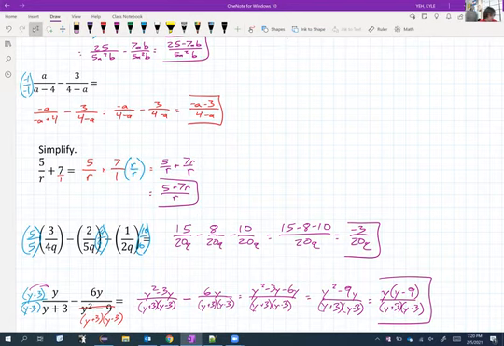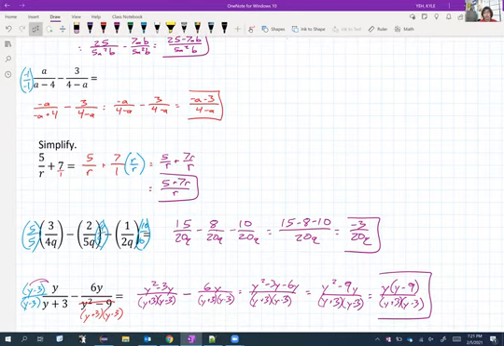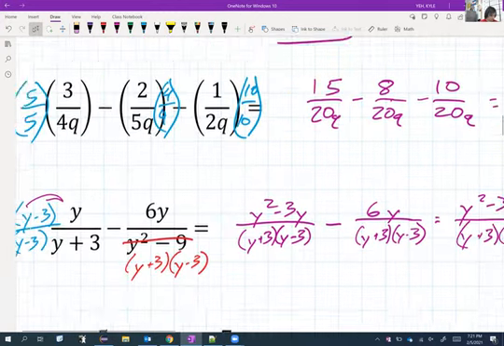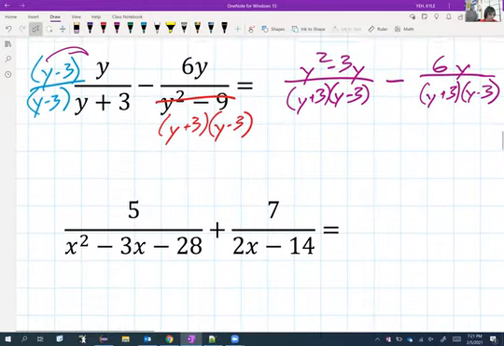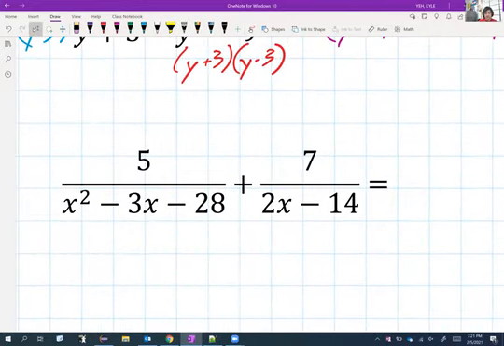All right, last one. And then after that, I'm just going to set up the next lesson by reminding you of something. But this is the last adding and subtracting problem that we're working. My challenge for you is to write this problem down: 5 over x squared minus 3x minus 28, plus 7 over 2x minus 14. Solve it front to back. I'm going to do it off camera. I'm going to pause and work this one out, and then we can both unpause and compare the work.